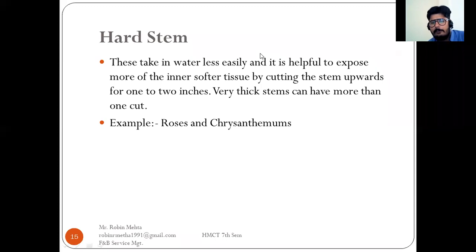If you give just one cut to them, they may not absorb the amount of water that the plant has to absorb. So you just have to give 2 or 3 cuts to those hard stems. An example for this is your rose.